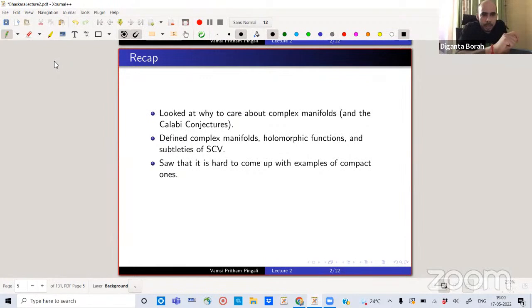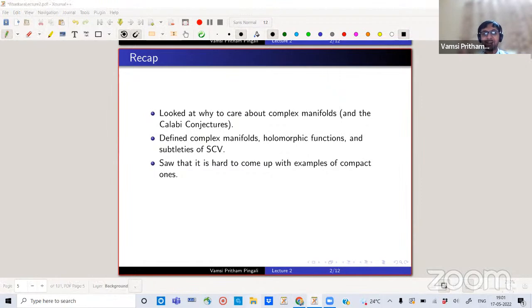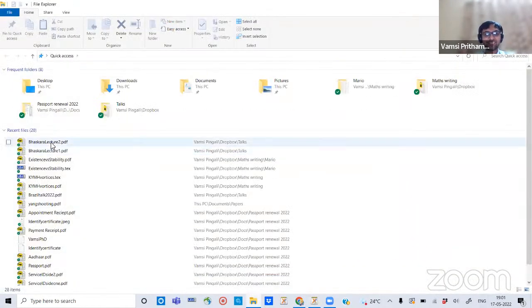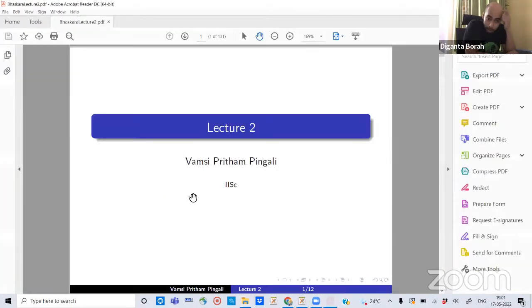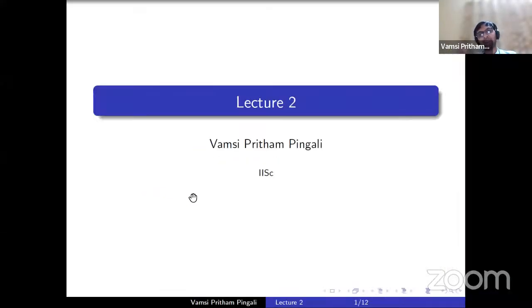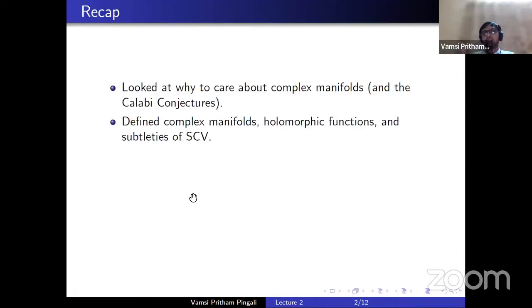Vamsi, sorry to interrupt. Would it be possible to make it full screen? That's the thing, this particular app. Okay, let me do it this way. If I need to annotate, I'll come back to this. I see, I got it. Now you can annotate. No, I need to use that app. Anyway, let's see. Sure. Okay.